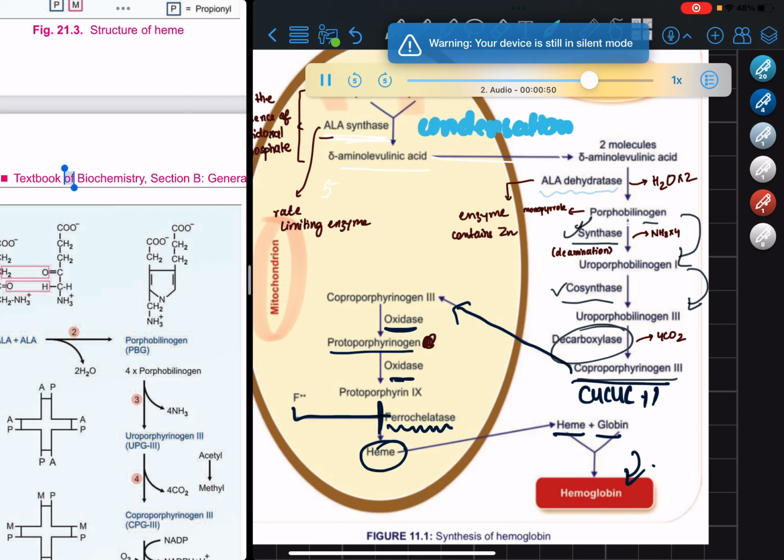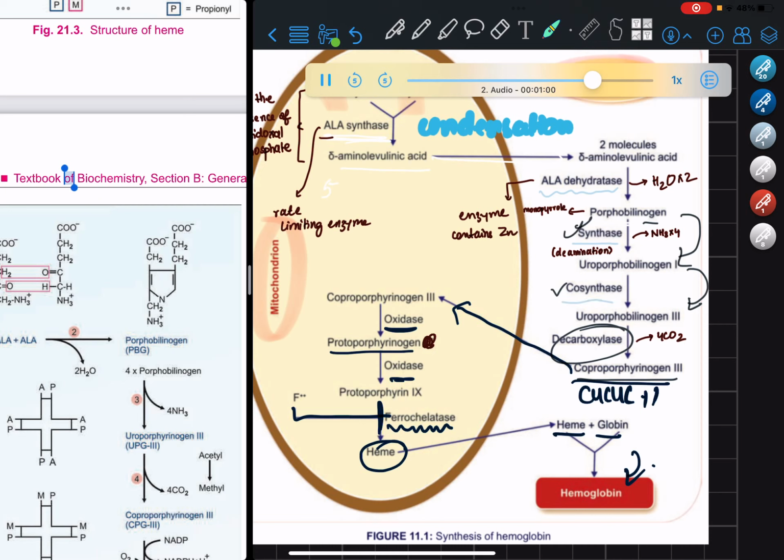Uroporphobilinogen 1 and then followed by uroporphobilinogen 3. So the first thing happens in the presence of a synthase and the second happens in the presence of co-synthase, both of porphobilinogen. So first, porphobilinogen to uroporphobilinogen 1 is by porphobilinogen synthase, and from UPG1 to UPG3 you have porphobilinogen co-synthase. So here the first word of the enzyme name is the same, porphobilinogen.